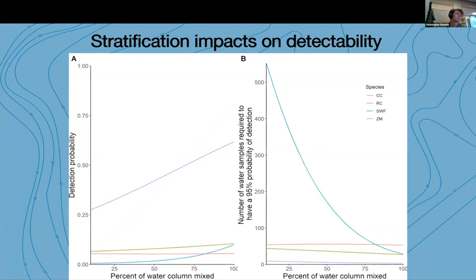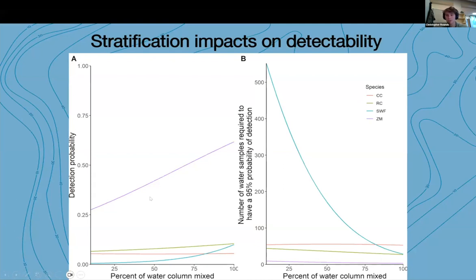And here we can see the impact of stratification on detection probability. So once again, zebra mussels are much more detectable when the water column is mixed. And you can see that spiny water flea kind of exhibit a similar thing where they also get a lot more detectable as the water column starts mixing.